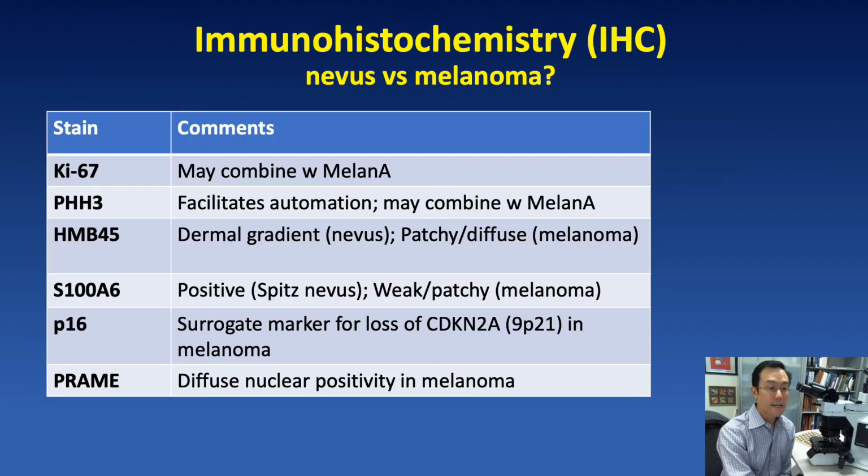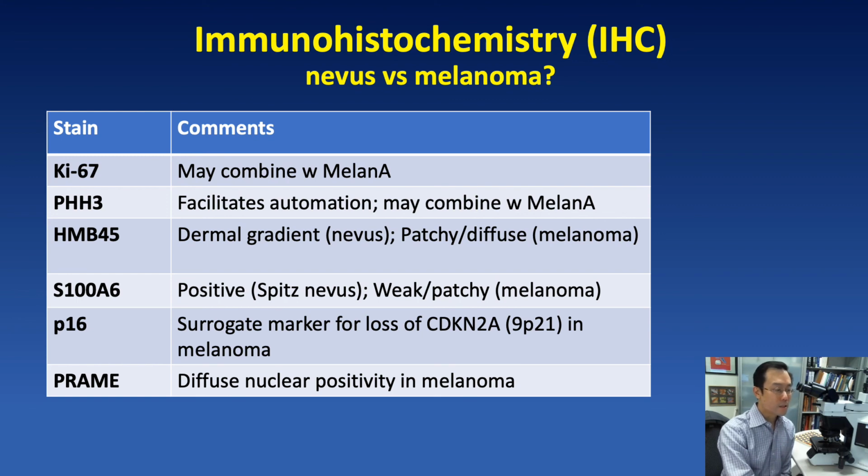In this last slide, I've summarized some immunostains that can be used to assist in the distinction between nevus and melanoma. The first two are Ki67 and PHH3. These both are completely non-lineage specific markers of cell cycle activity or cell proliferation. These are often combined, being nuclear markers, with a melanocytic cytoplasmic marker such as Melan-A into a double stain to identify proliferating tumor cells.